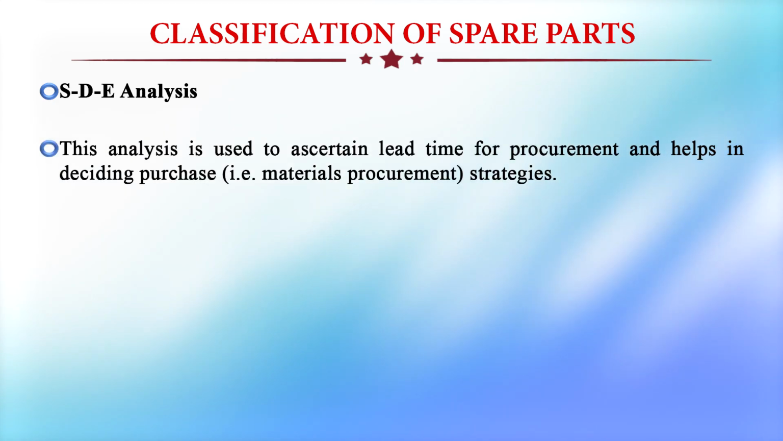Inventory means blockage of money. So no industry can afford to keep valuable and costly items in store for a very long time. Therefore, once the items are categorized, more attention could be paid towards A class items for their quick use and safety, etc. Similar to ABC analysis, another analysis is SDE analysis. This analysis is used to ascertain lead time for procurement and helps in deciding materials procurement strategies.